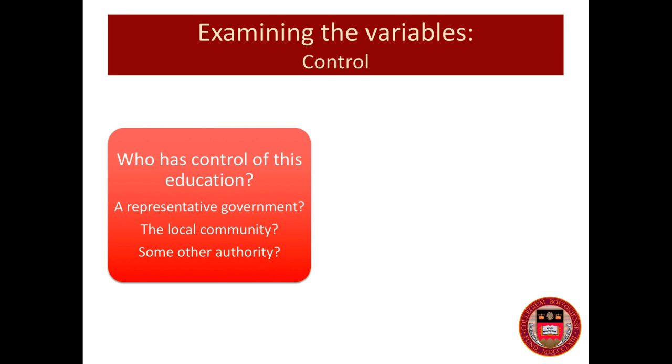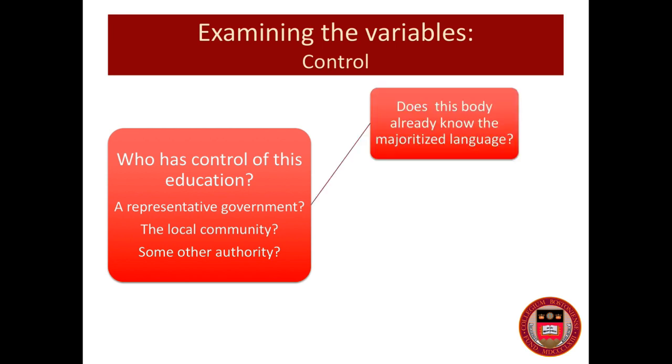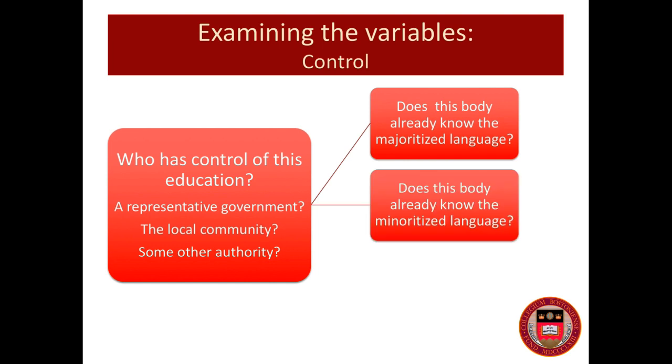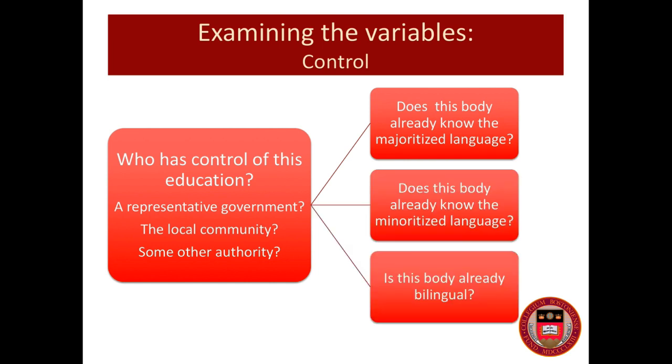And once we know who has control, we need to consider the influence of the language backgrounds of these bodies by asking these kinds of questions here. Does this body already know the majoritized language? Does this body already know the minoritized language? Is this body already bilingual? We also need to consider what is the relationship of this body to power. Is this a privileged body or an oppressed body?